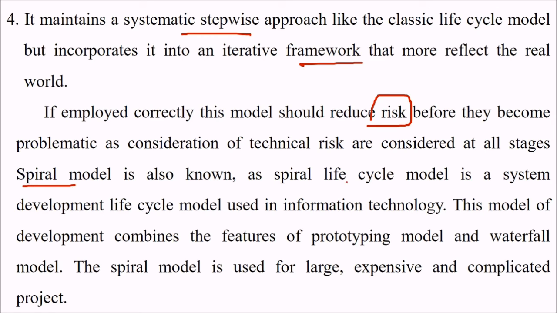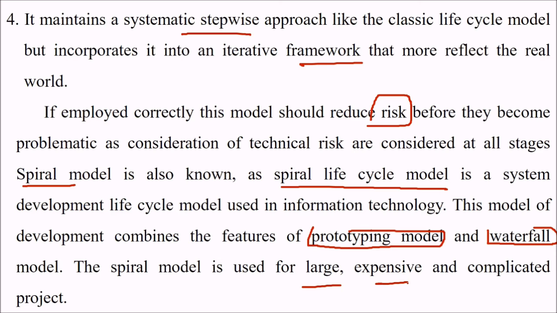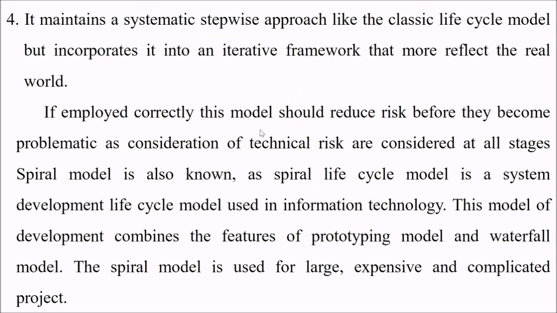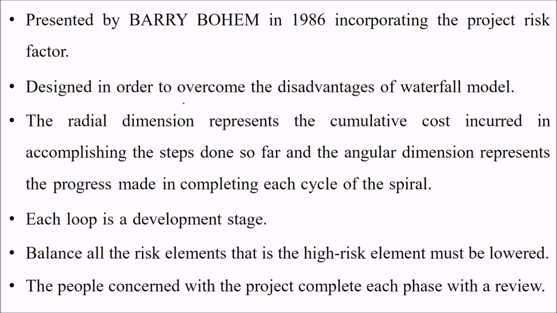This model is also known as the spiral lifecycle model, a system development lifecycle model used in IT and software development. It combines the features of the prototyping model and the waterfall model, and the spiral model is used for large, expensive and complicated projects. More important is the four quadrants. Here you do risk analysis, then you mitigate, control, and then you plan for the next phase. Every time you perform the risk analysis, so rather than getting errors or problems or modifications at the design or later phases, it is better to deal with them at the initial phases.